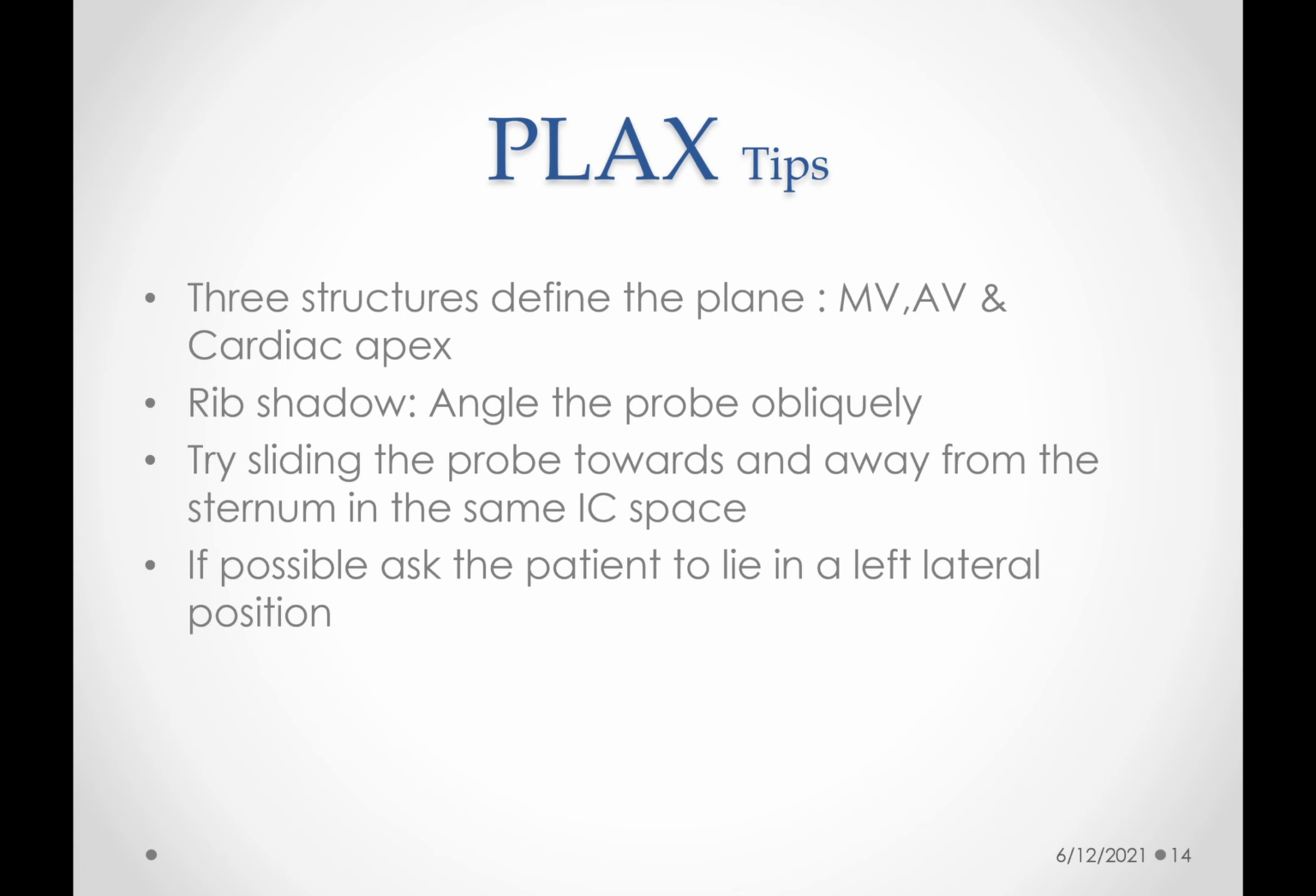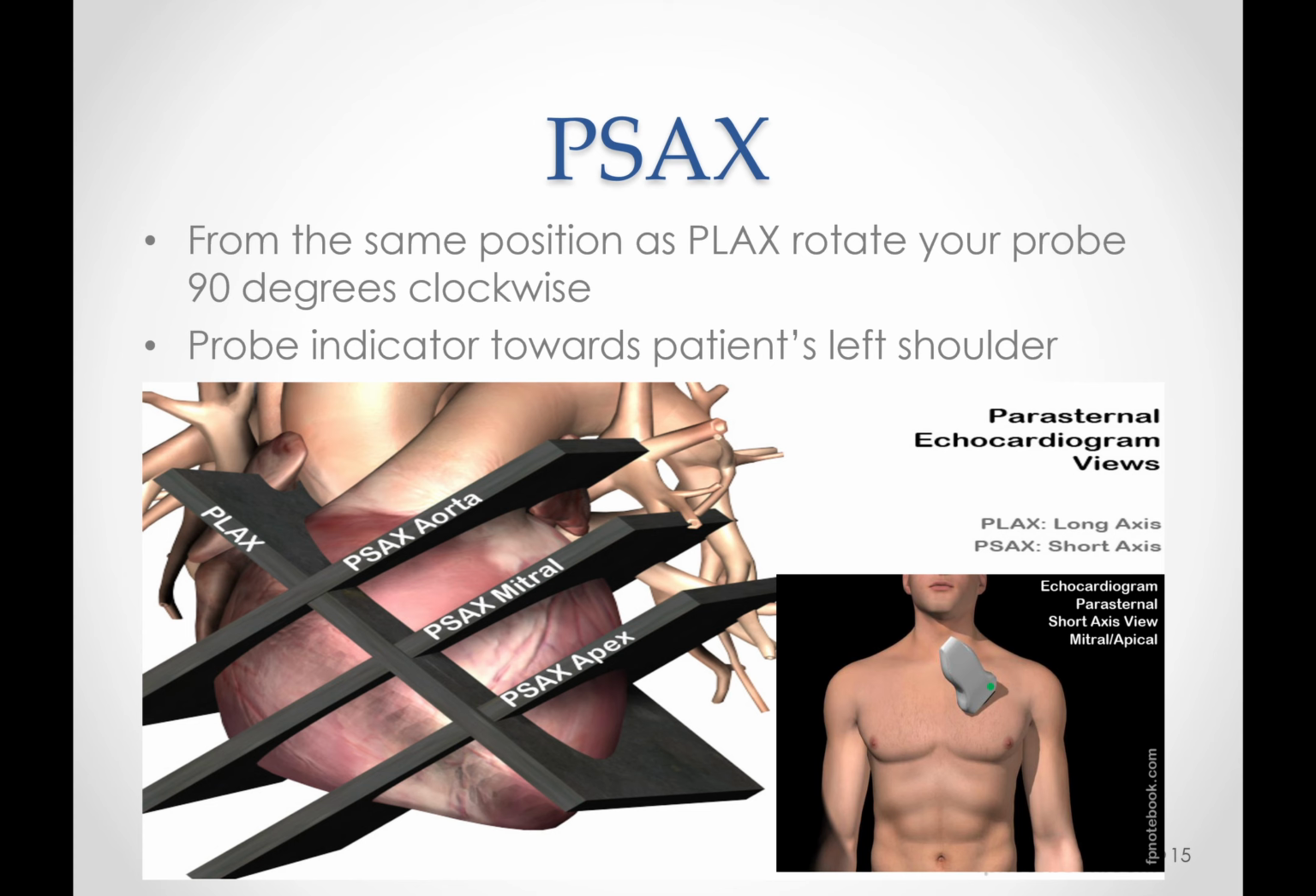Moving to the second view, which is the parasternal short axis view. From the same position as before, what you need to do is to rotate your probe 90 degrees clockwise. Your probe indicator should be pointing towards the patient's left shoulder. As in the illustration below, you can get three different cuts. You can get the aorta or the aortic valve, you can get the mitral valve, and you can get the apex.